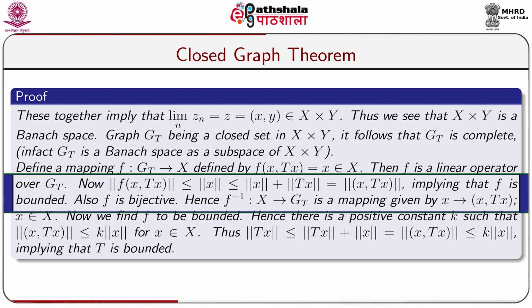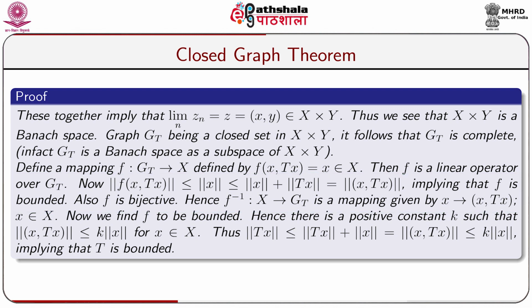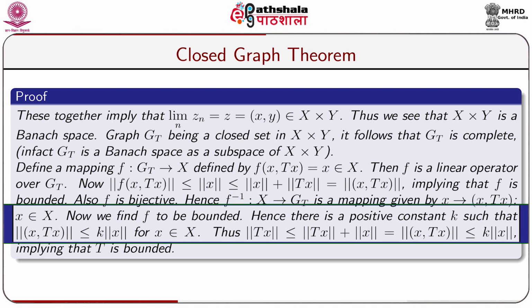Now, the norm of f(x, Tx) is equal to the norm of x, which is again less than or equal to norm x plus norm of Tx, which is equal to the norm of the pair (x, Tx), implying that f is bounded. Also, f is bijective. Hence, f inverse from X to G_T is a mapping given by x goes to (x, Tx), where x is an element of capital X. Now, we shall show that f inverse is bounded.